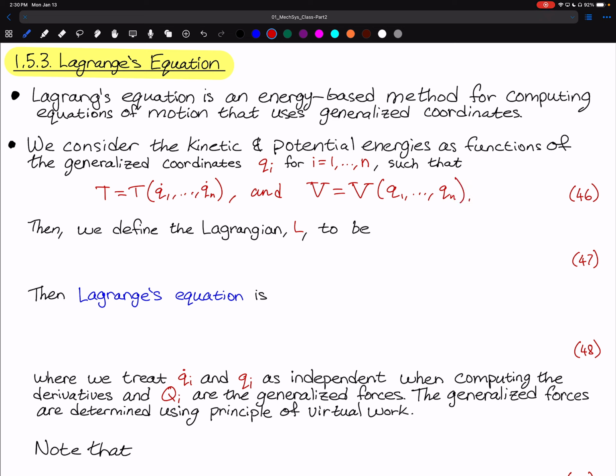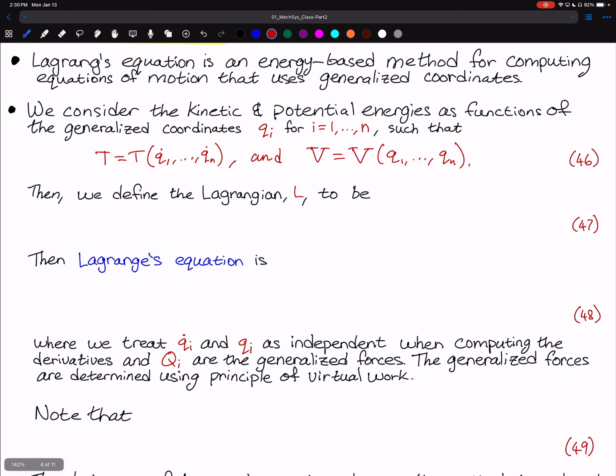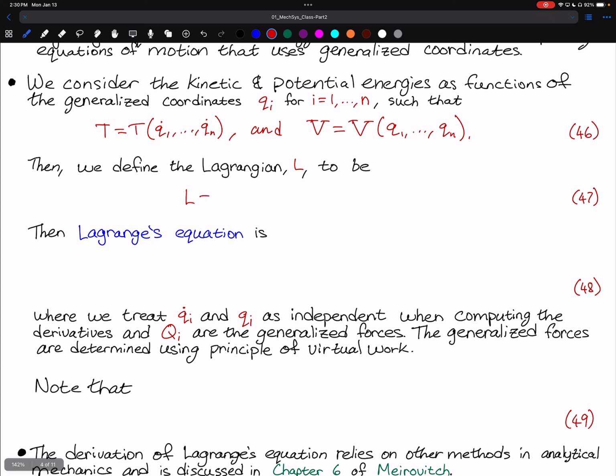We're going to then define a quantity that we call the Lagrangian, or big L, and this is just going to be equal to the kinetic energy T minus the potential energy V. This is a quantity we call the Lagrangian, and it's the difference between the kinetic and the potential energy, whereas the total or the mechanical energy was the summation of these two.